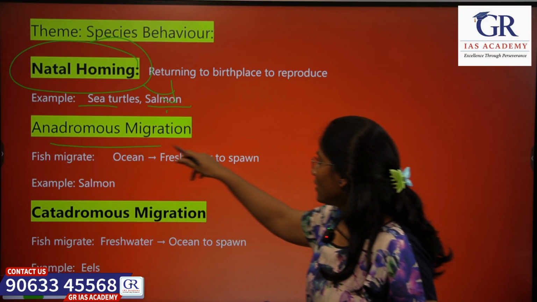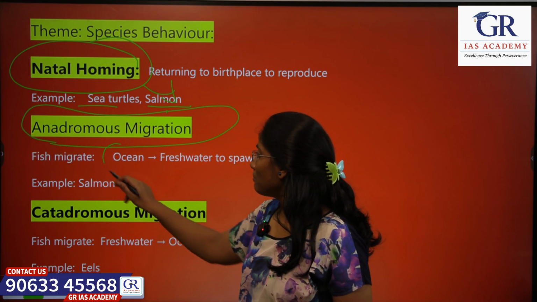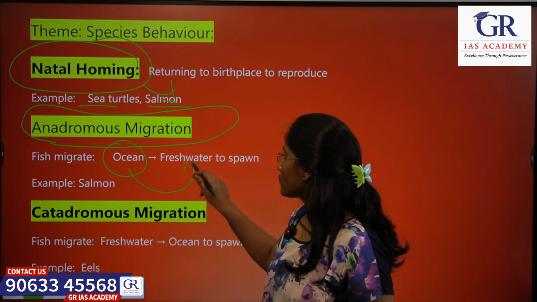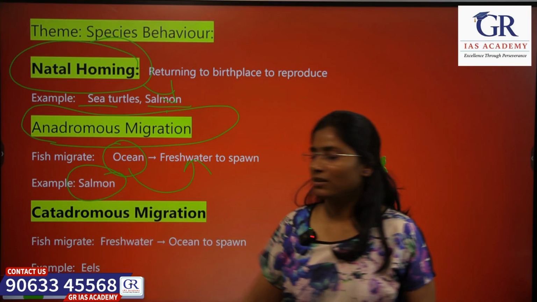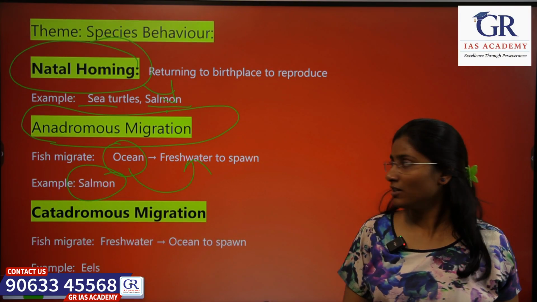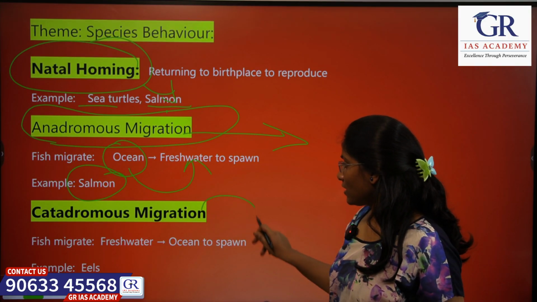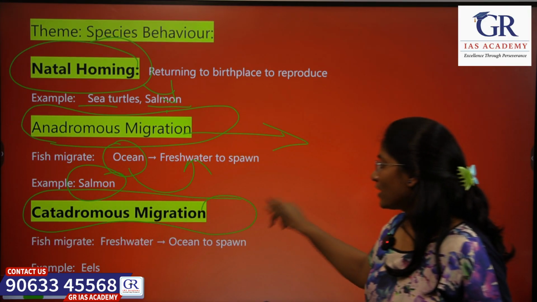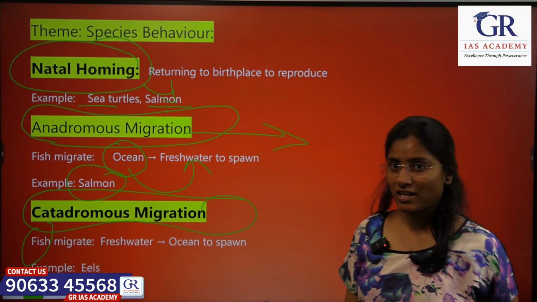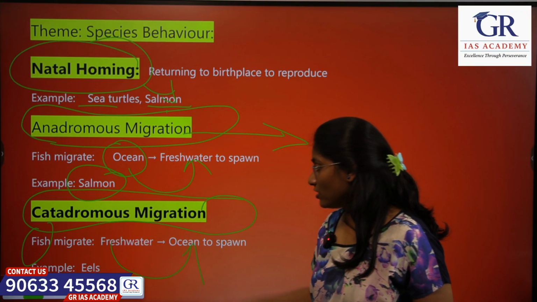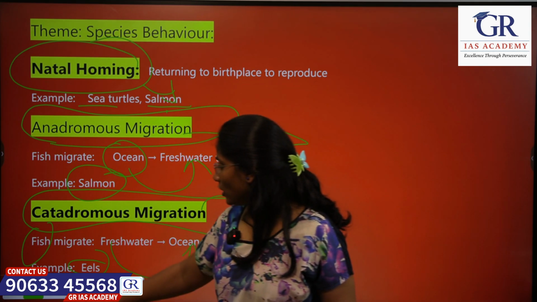And then comes anadromous migration. Usually some fish migrate from ocean to freshwater to give birth. One example is salmon, and that is called anadromous migration. This is another type of migration, catadromous migration, wherein few species of fish migrate from freshwater to ocean to give birth. One example is eels.